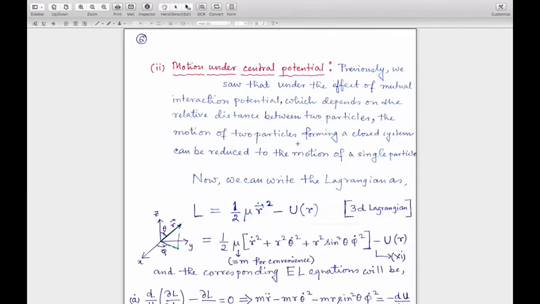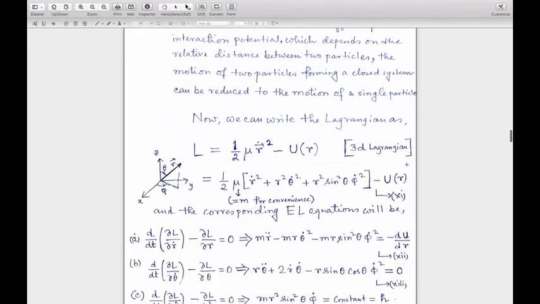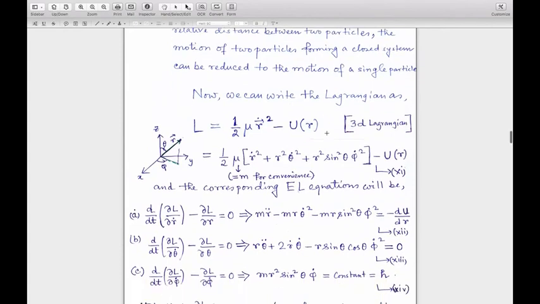As you may remember, in the last subpart of this lecture, we saw that under the effect of those types of potential, the problem of two mutually interacting particles was reduced to the motion of a single particle having a mass equal to the reduced mass of the system. So the Lagrangian of the effective motion can now be written as L equals half mu r dot squared minus U of r, where r is the relative distance between the two particles and mu is the reduced mass.